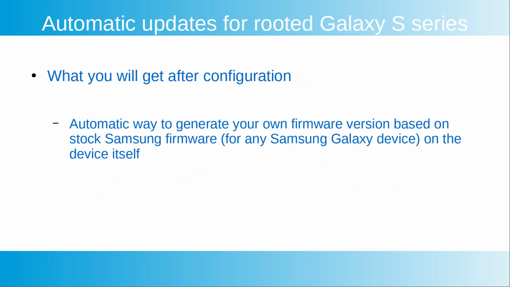And what we will get after this tutorial, after configuration, is an automatic way to generate your own firmware version based on stock Samsung firmware for Samsung Galaxy devices, or any other firmware for other devices. Also pay attention, I will be shooting this video on DeX for Samsung, because it's more comfortable for me than using just my phone. You can also connect through SSH using, for example, SSHDroid, or ADB or any other way.